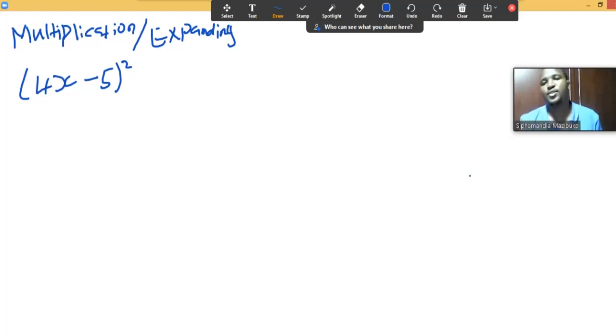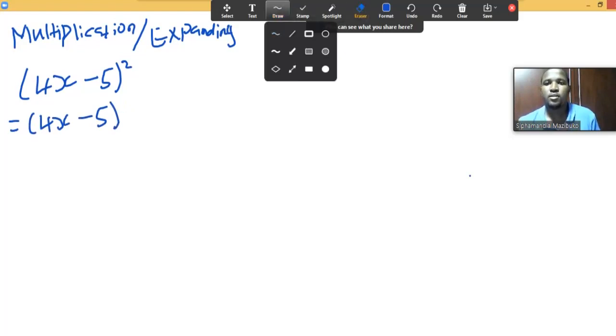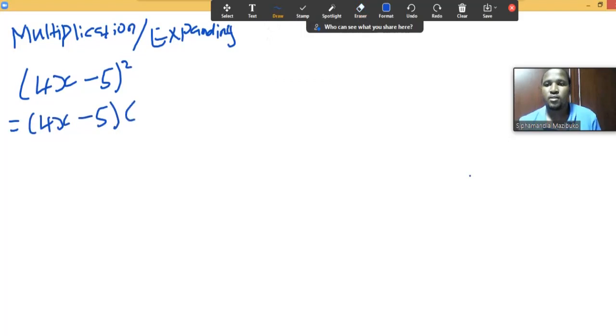Hi guys, so here we're looking at more examples of multiplication or expanding. Let's start with this repeated root. So this is the same as 4x minus 5 times 4x minus 5. Sorry, I made a mistake. So we're saying it's a repeated root.